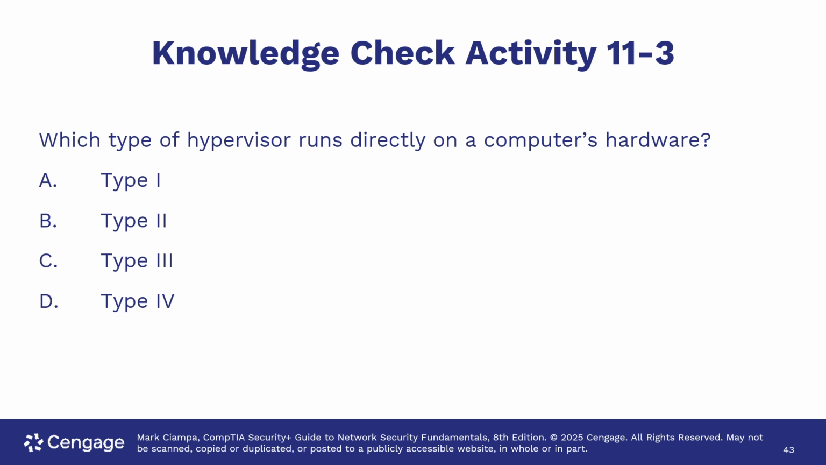Okay, here's our knowledge check activity number 3. Which type of hypervisor runs directly on a computer's hardware? Hint, there's only two of them, and the answer to this question is one of them. There is no type 3 and there's no type 4, so the answer is going to be either A or B.